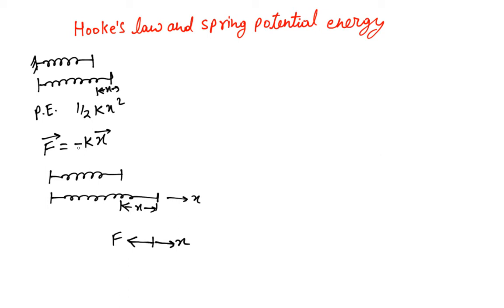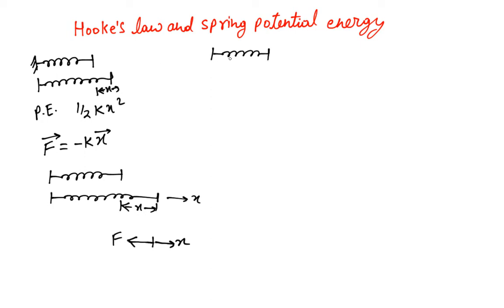And that's why we have this negative sign, which is confusing to some of us. The force is in the opposite direction compared to the direction in which the spring has been stretched. So this is the direction of stretch, and opposite is the direction of force. So let's calculate the work we have to do to take the spring from here to here, or stretch the spring from here to here.